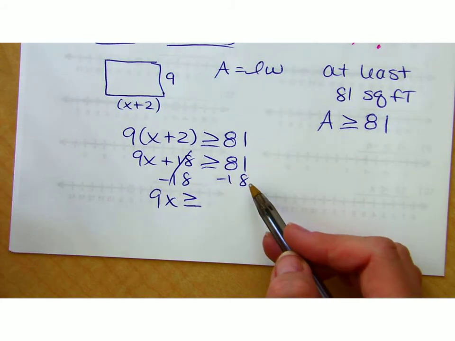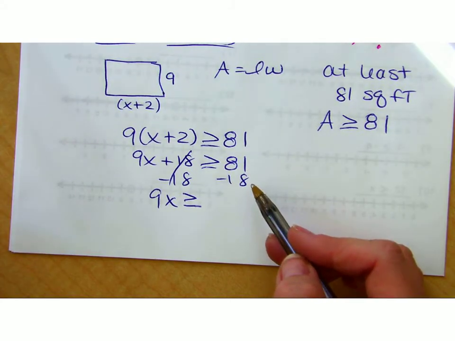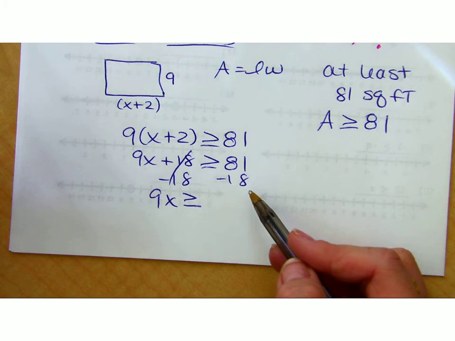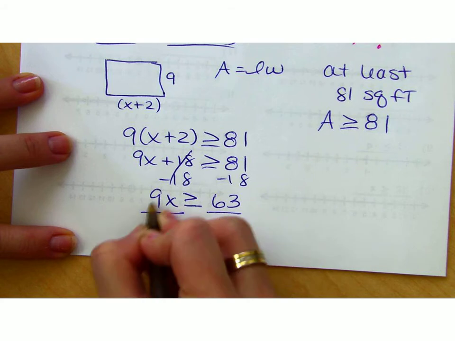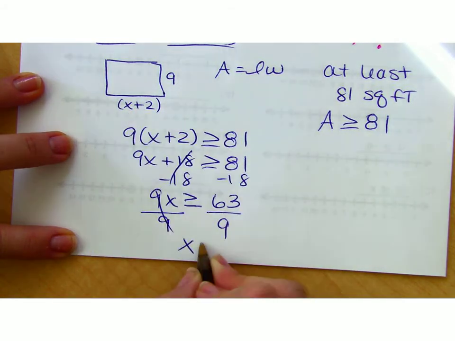you what? 61. So add 2 to it, right? So that's going to give you what? 63, which is great because 9 goes evenly into it. I need to make sure that that length is greater than or equal to 7. And then I will have a garden that fits it.